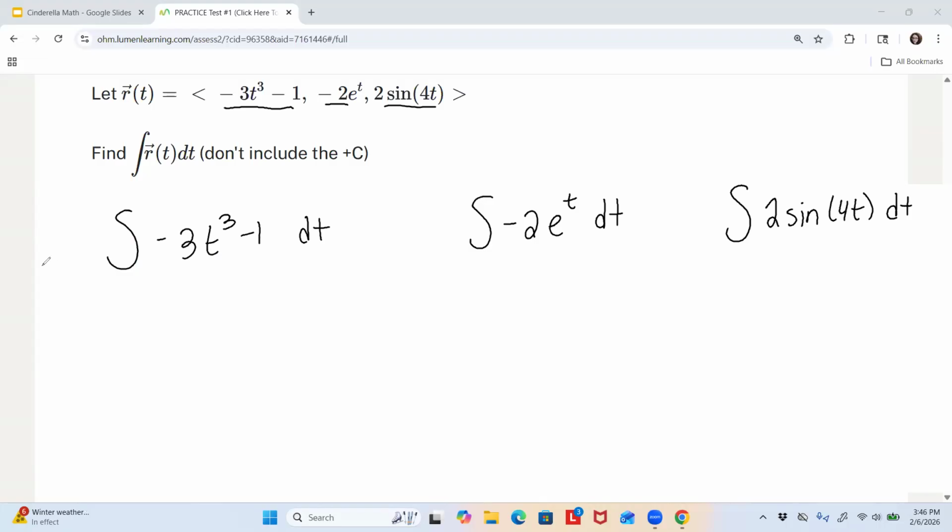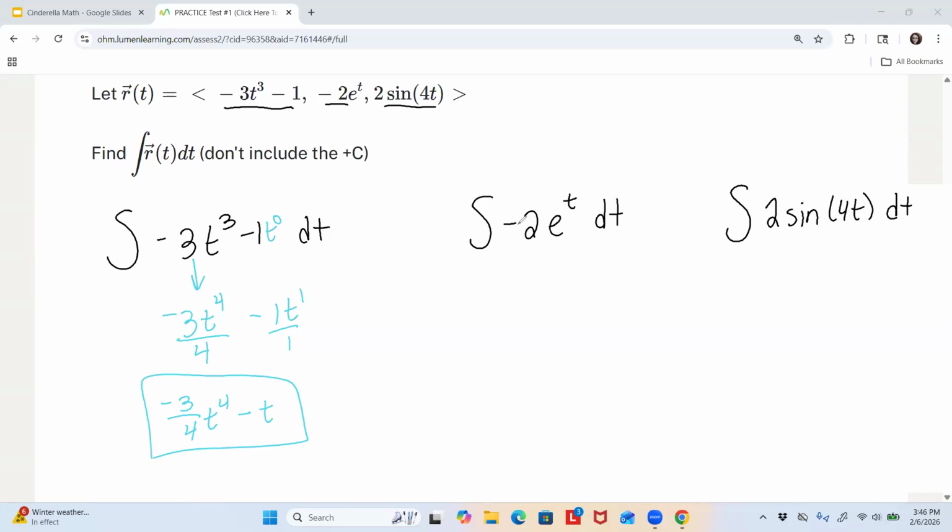All right, first one, just bump it up. -3t to the 4th over 4. This has t to the 0, so it'd be -1t to the 1st over 1. And then I would just write that as -3/4 t to the 4th minus t. We could just ghost the ones. Okay, there's your first one. Answer for the first part.